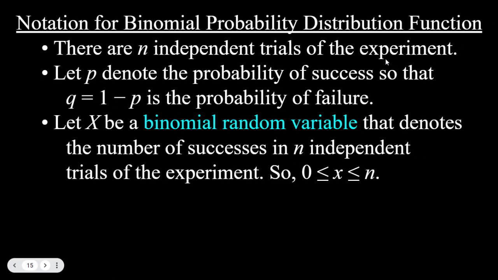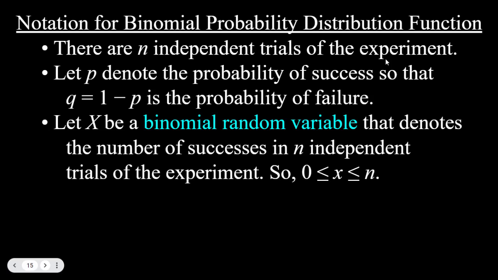So, notation for binomial probability distribution functions. First of all, there are n independent trials of the experiment. Remember that n has to be determined before you perform your experiment. We're going to let p denote the probability of success. So that will be a decimal number between 0 and 1, or a fraction between 0 and 1. And then q will be our notation for the probability of failure. So that will always be 1 minus p, because everything that's not success is considered failure.